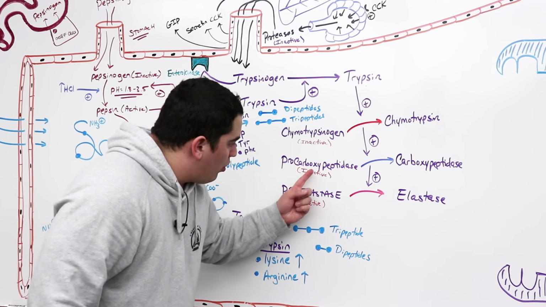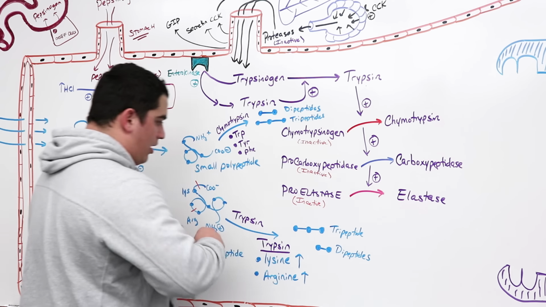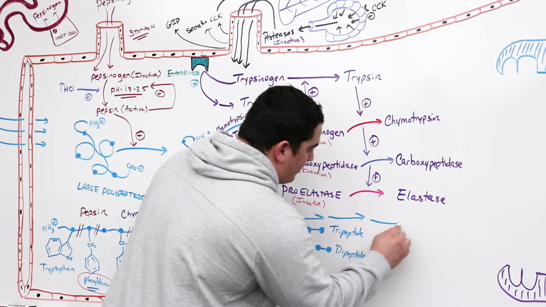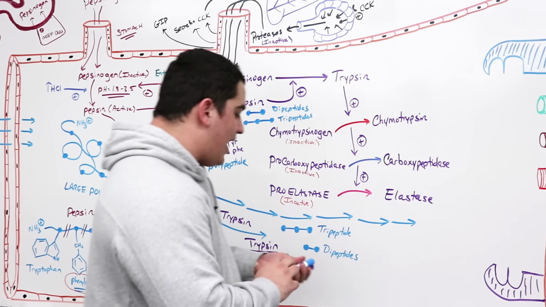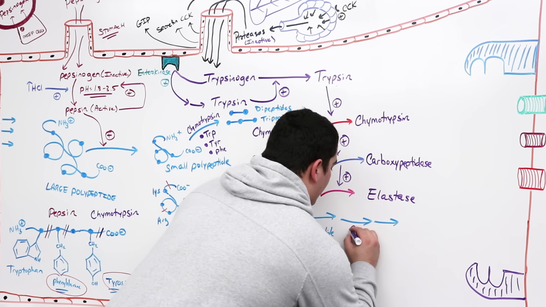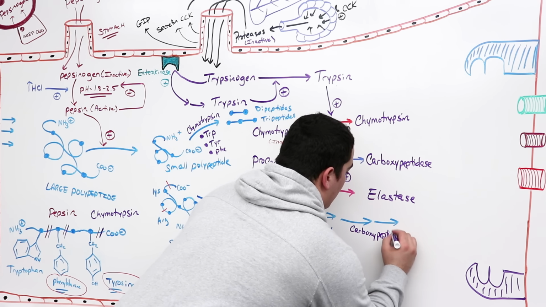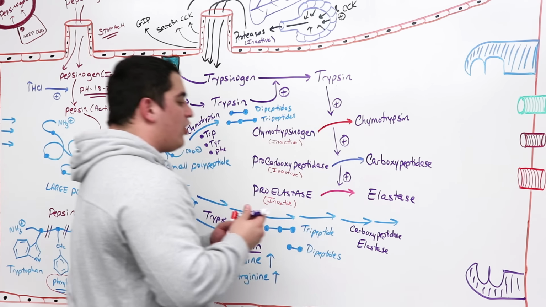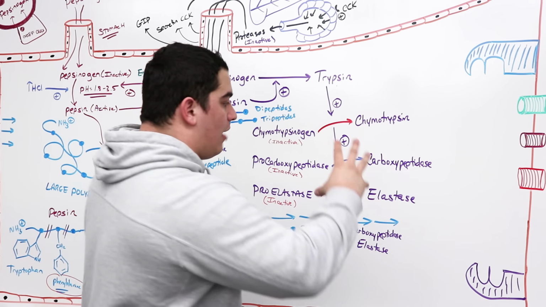One more thing is this procarboxypeptidase and this proelastase. So now what we're going to do is we're going to take these small polypeptides here, and let's keep them going here for these guys. What carboxypeptidase and elastase do is they target in the same exact fashion. So pretend here I'm going to put carboxypeptidase and elastase. And what they're going to do is they are going to specifically attack the carboxy end. So they come at the carboxy end.